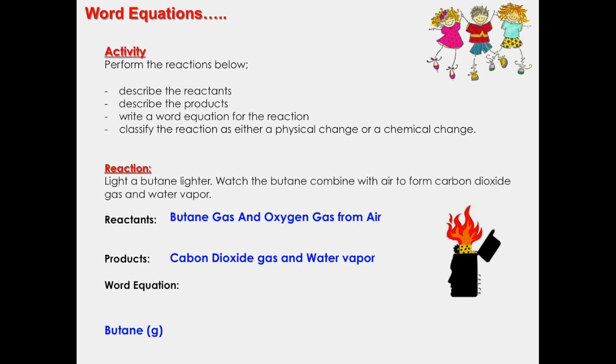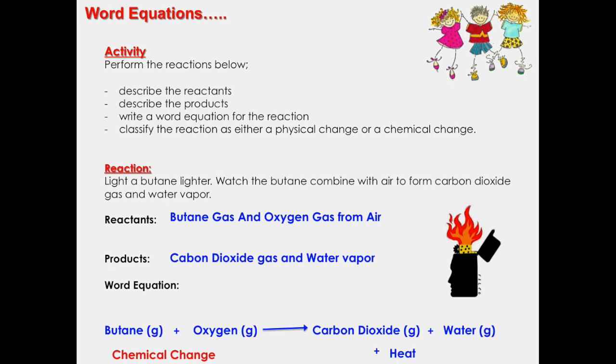The word equation will be butane as gas, we can use a G for indicating that it's a gas, plus oxygen as gas, produces or yields, as we call it in chemistry, carbon dioxide as gas, and water vapor or steam. It also produces heat. According to this, you can see that this chemical reaction is actually a chemical change.